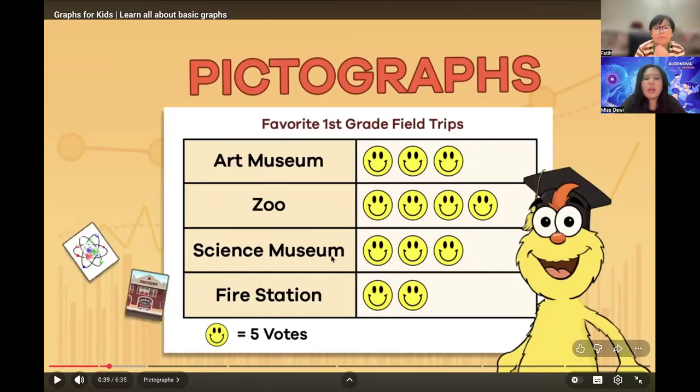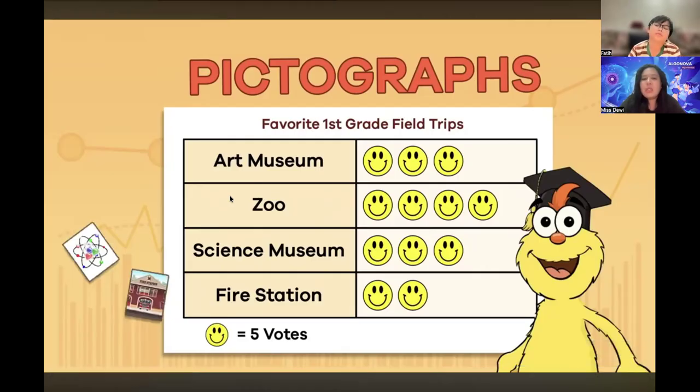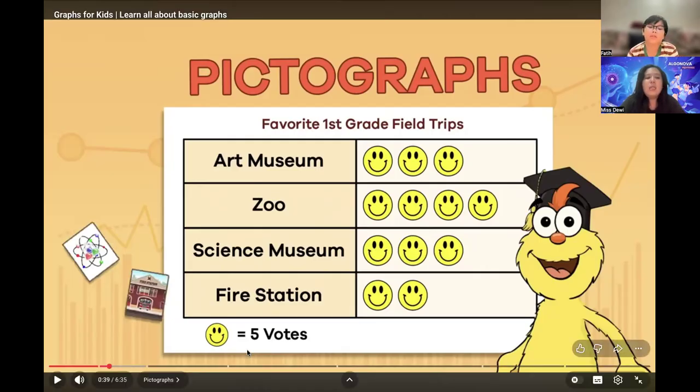So you have to analyze each item or each object or each destination, whatever it is, each information, and then you have to see the symbol or the tally, which in this case is the smiles. Okay, let's see the next information.